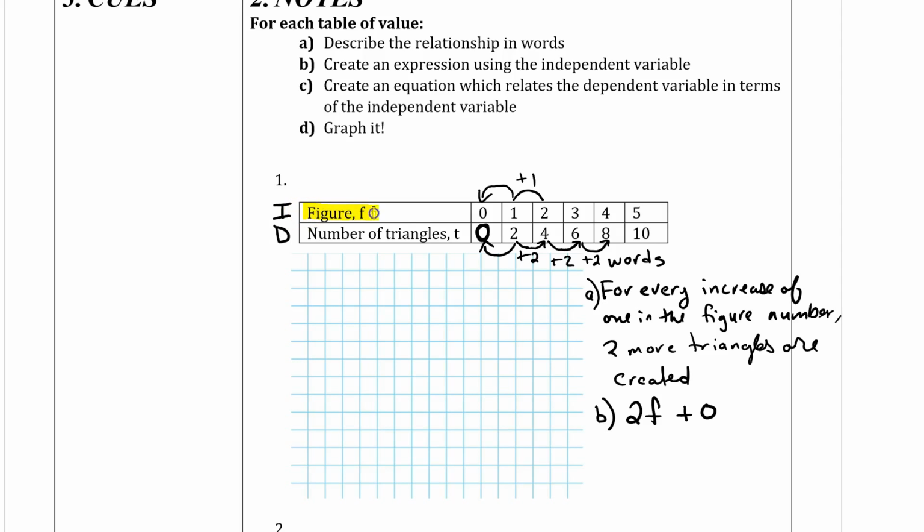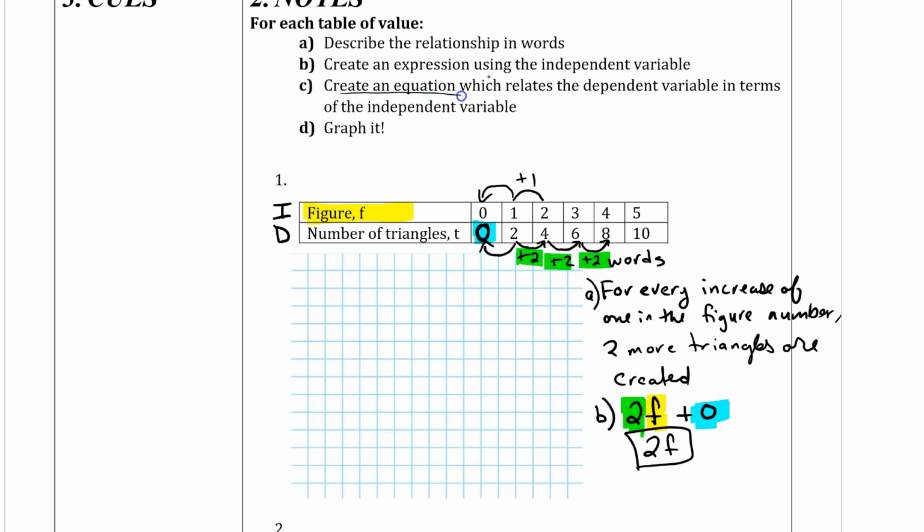Now let me just use my highlighter here because that can help us. So our figure is our independent. That's where we get this from. Our increase of 2 every time is represented by this 2 in front of the independent variable. And since our 0th term, or 0th figure has 0 triangles, that's why we're adding 0. So as our final answer, what we can just say is simply 2f, because we don't need that 0.